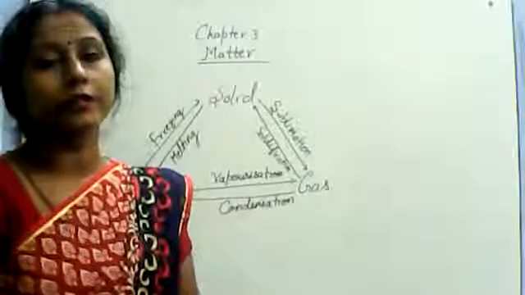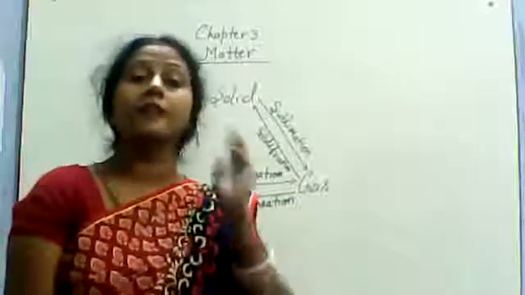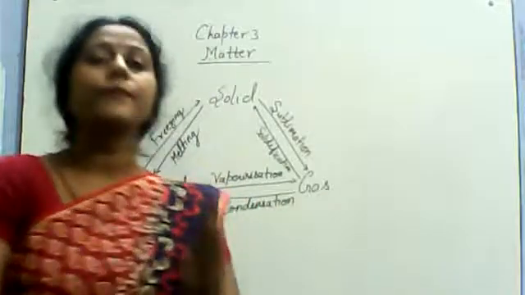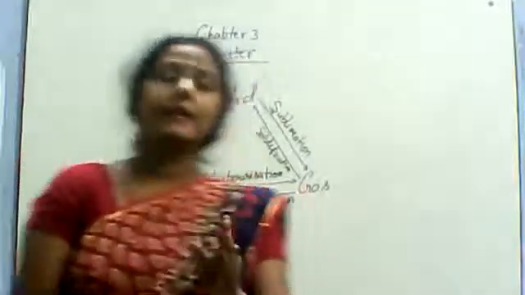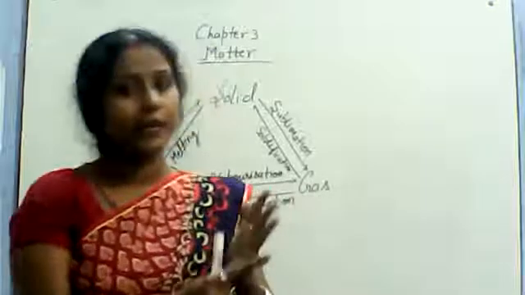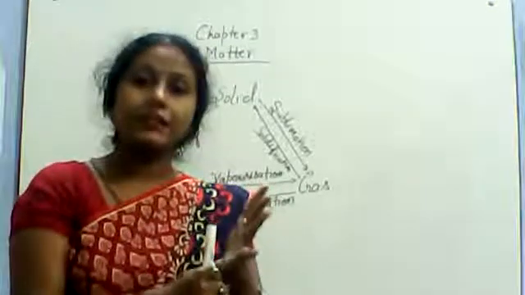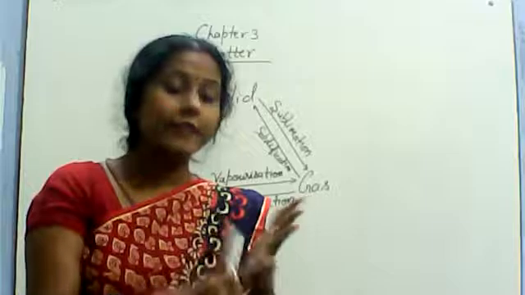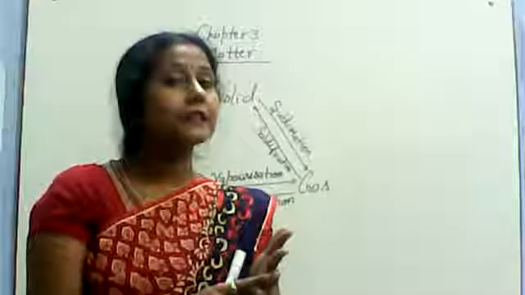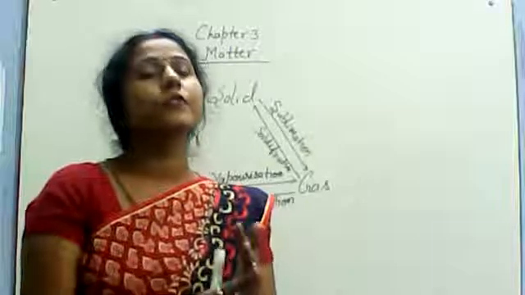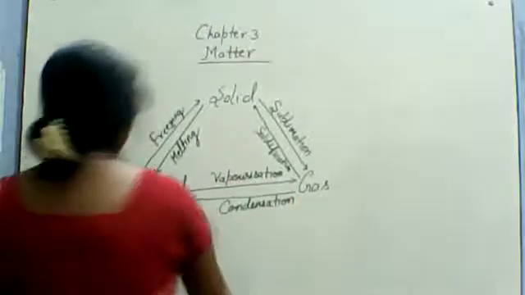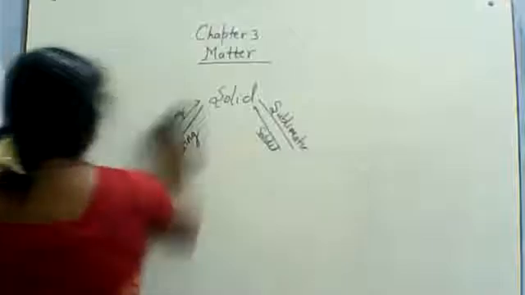All these processes. In these six processes, 3 are endothermic and 3 are exothermic. Again, I'm reminding that melting is endothermic, vaporization endothermic, condensation exothermic, freezing exothermic, then sublimation endothermic, and lastly solidification, which is an exothermic process. Okay, now the last topic, that is chemical change.